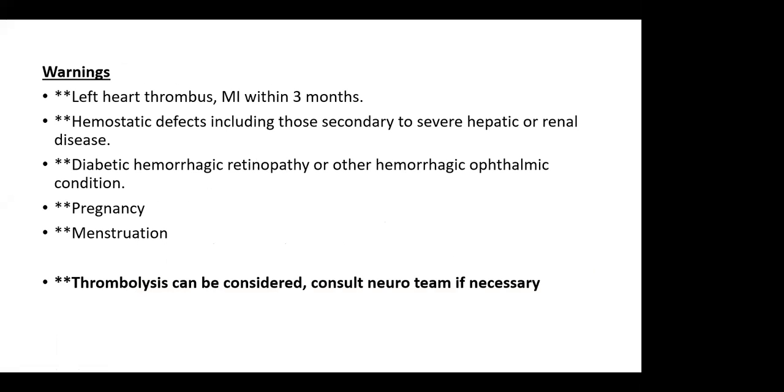Some of the warning signs that we need to look for is if the patient has a left heart thrombus or MI within the 3 months, or any hemostatic defects, including those secondary to severe hepatic or renal disease, diabetic hemorrhagic retinopathy, or other hemorrhagic ophthalmic condition, pregnancy or menstruation. Actually, in this case, thrombolysis can be considered, but we need to consult the neurologic team.